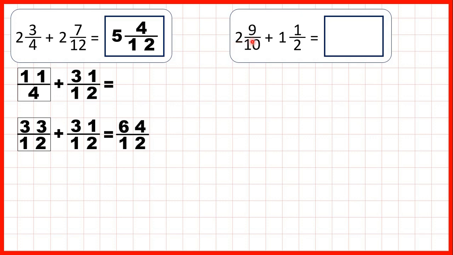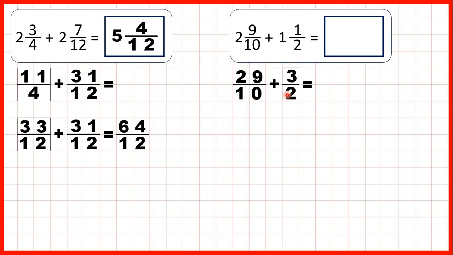Now we have 2 9/10 plus 1 1/2. So first, 2 9/10 as an improper fraction is 29/10. That's because 2 times 10 is 20, plus 9 is 29, and the denominator stays the same. Now, 1 1/2 is 3 over 2, or 3/2, as an improper fraction, because 1 times 2 is 2, plus 1 is 3. But again, to add fractions, we need the denominators to be the same.